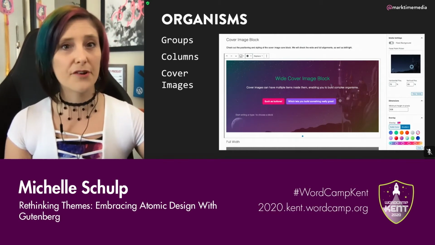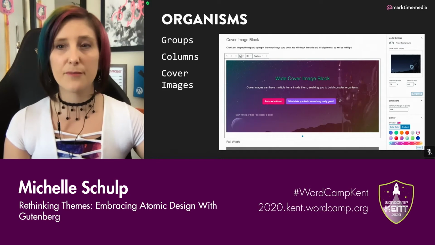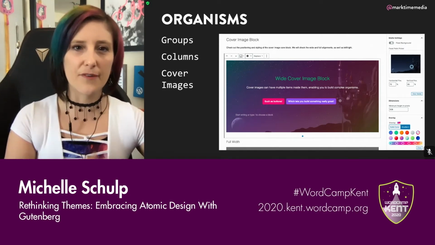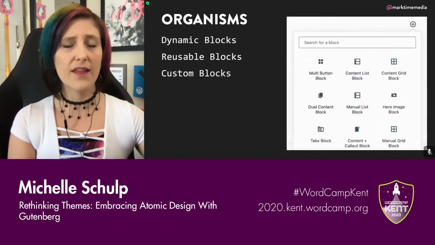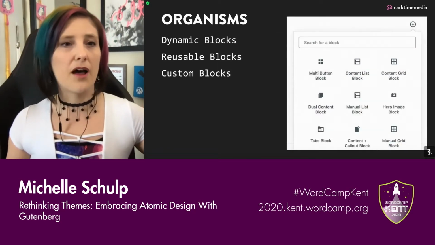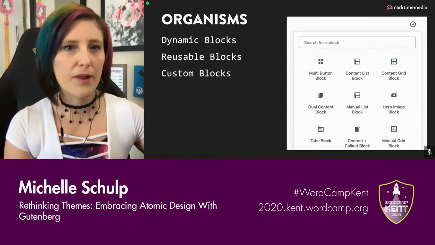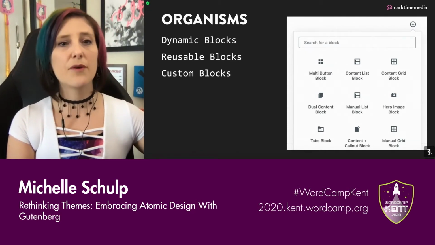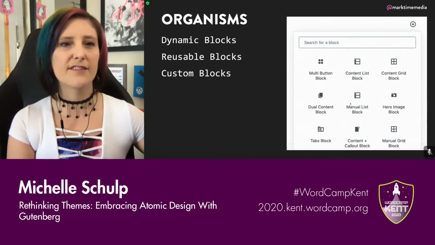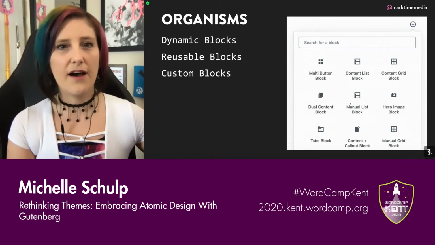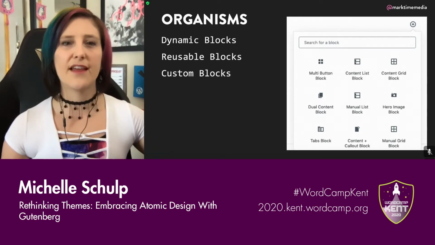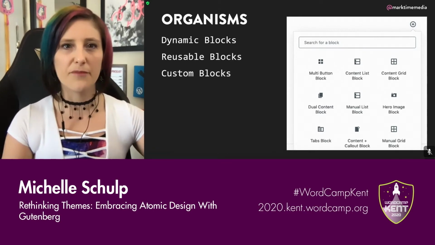Groups and columns are also a great example of organisms because it's, again, a bigger structure that is holding a bunch of other elements inside it. And if you've installed any kind of custom blocks, any kind of dynamic blocks, so blocks that are maybe pulling in posts from other parts of your site, or any of the reusable blocks, or these custom blocks, these are some of the blocks that I've installed on some client sites. A lot of these are organisms because they have a lot of different molecules and atoms working together.